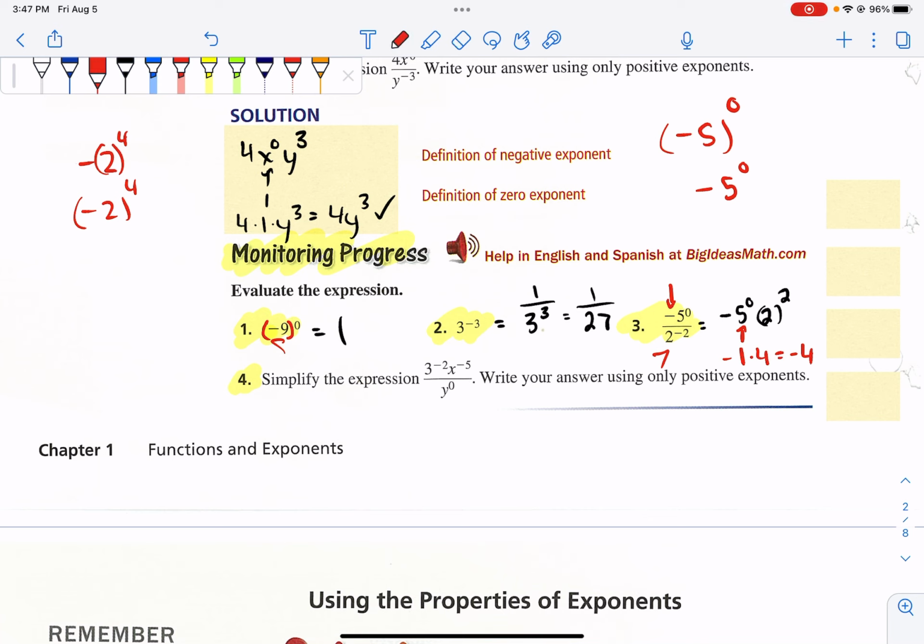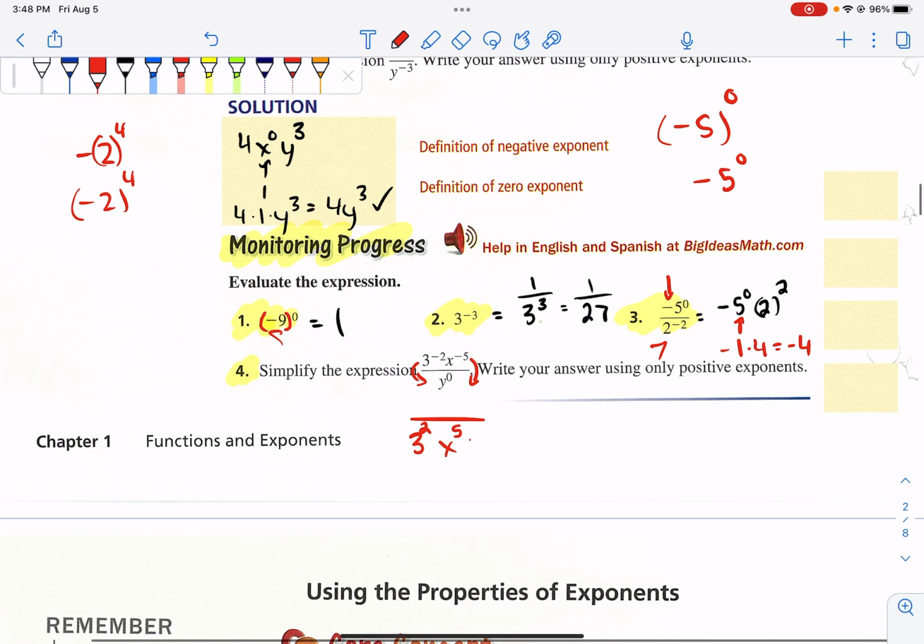Simplify the expression. 3 to the negative 2 multiplied by x to the negative 5 over y to the 0. Oh, what a good question. Okay, let's get rid of the negatives. I want to move that 3 to the negative 2 to the bottom. I also want to move this to the bottom. The x to the negative 5, I want to move that down and call that x to the 5th power.